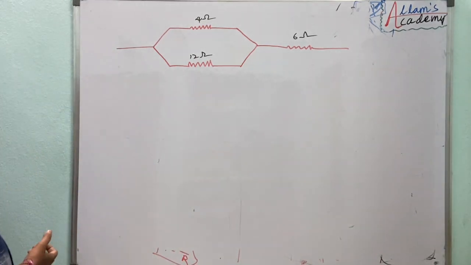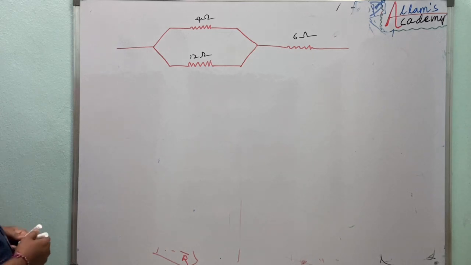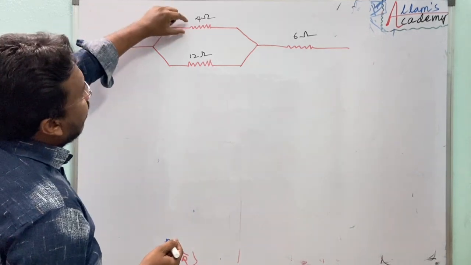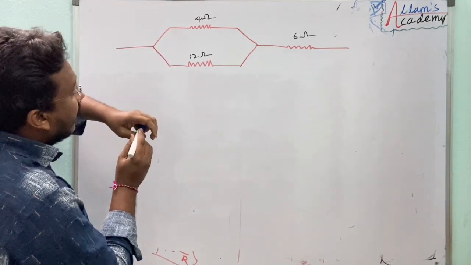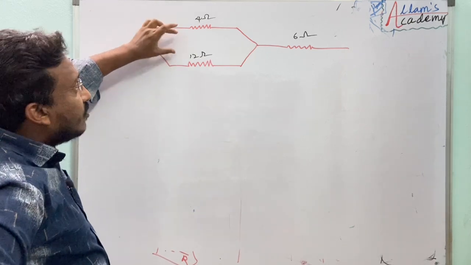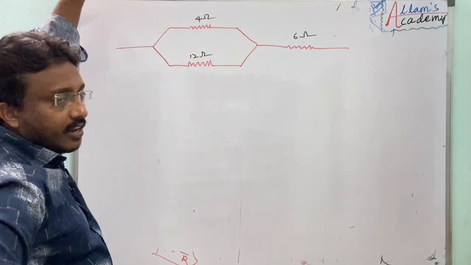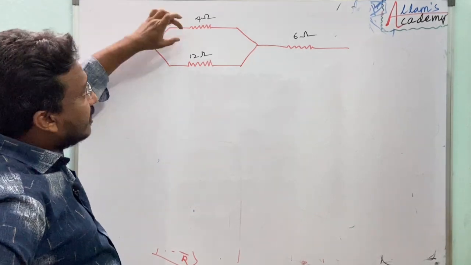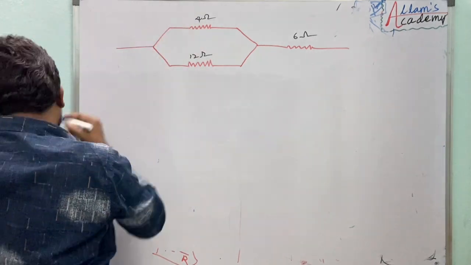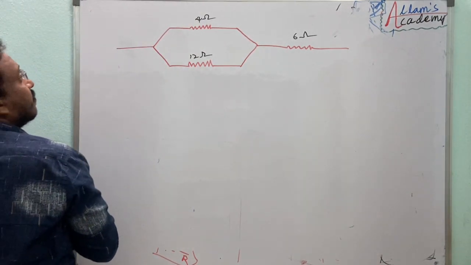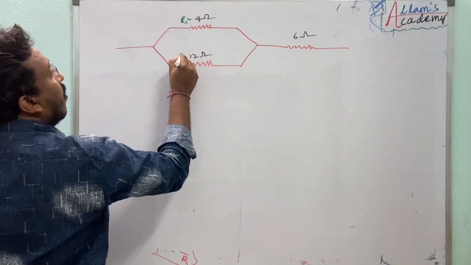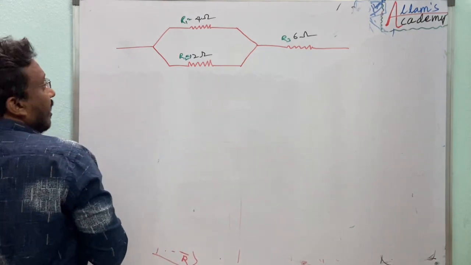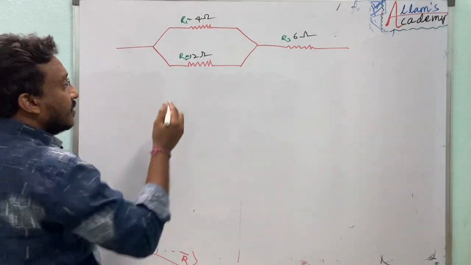In such cases, first of all we have to find out which resistors are in parallel connection. We should find the effective resistance of the resistors which are present in parallel connection. So these two are in parallel connection now. I will consider these as R1 and R2, and this one as R3. Now I am going to find the effective resistance of this parallel connection.